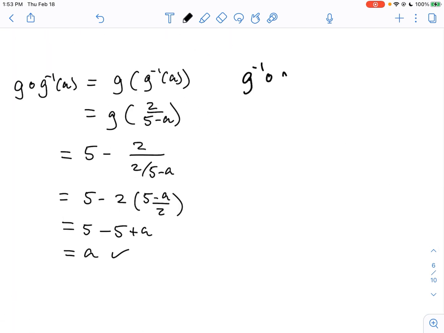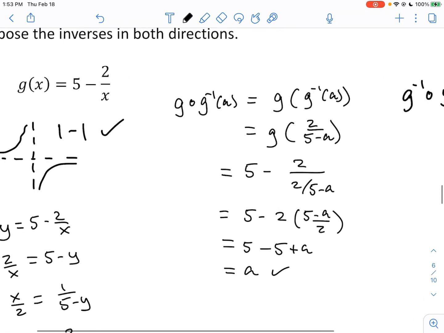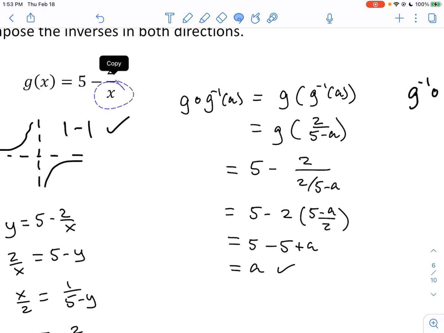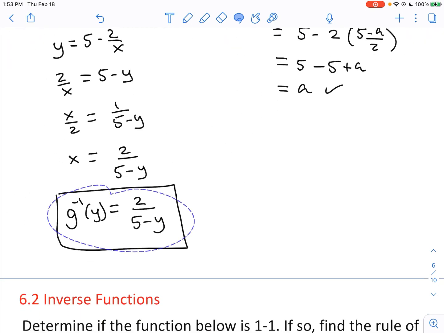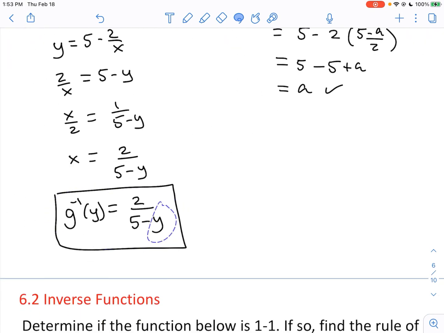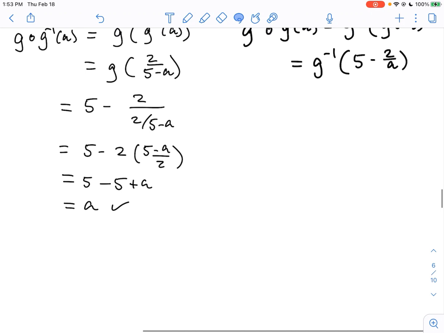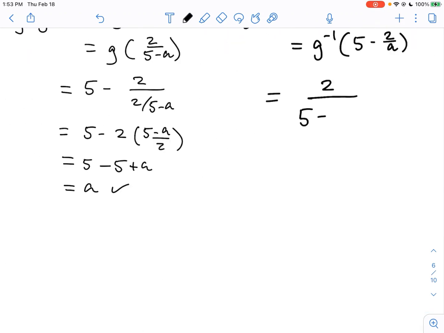G inverse of g of a. This means we're going to be doing g inverse of, and now let's plug a into the g function. So we're going to plug a into this, in other words, a is going to go right there. So 5 minus 2 over a. Now we're going to take that result, 5 minus 2 over a, and plug it into the inverse function. So this y right here is going to become 5 minus 2 over a. So we had a 2 up top over a 5 minus y, and y is 5 minus 2 over a.